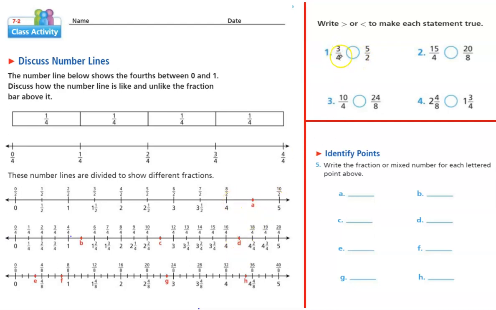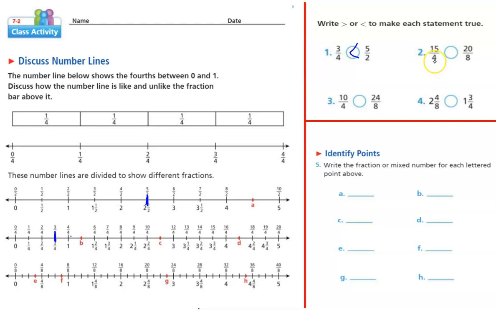So this first one says 3/4. So we need to come to our fourths line, which is right here, and I'm going to make a little blue line there. And then it wants us to compare it to 5/2. Well, 5/2 happens to be right here, and that shows me that 5/2 is definitely going to be greater than 3/4.